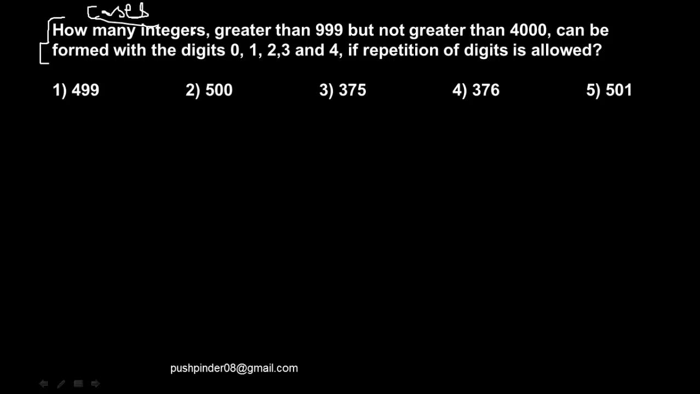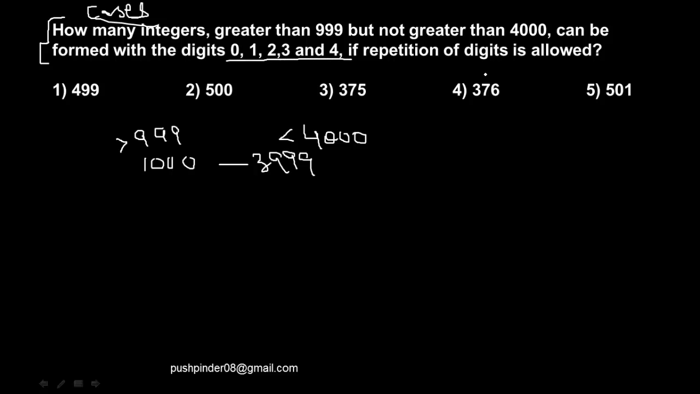Fine. So how many integers are there greater than 999 but less than 4000, right? So that means from 1000 to 3999. How many such integers can be formed using these numbers if the repetition of digits is allowed? So repetition of digits is allowed. So this has to be a 4-digit number, because you're forming a 4-digit number. Had there been 3-digit numbers as well as 4-digit numbers, then there would be 2 cases, right? So it's a 4-digit number.